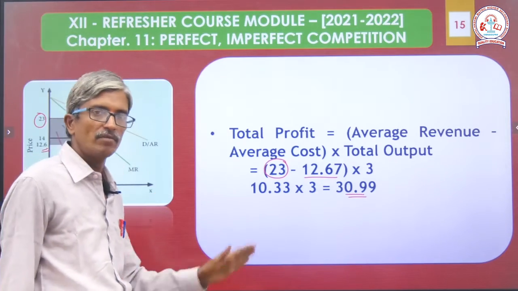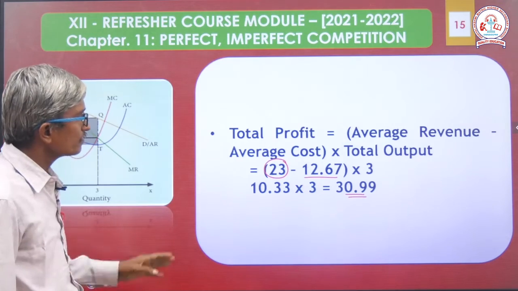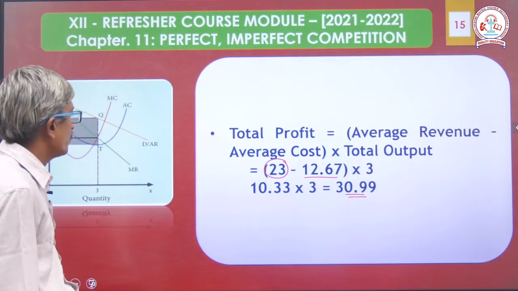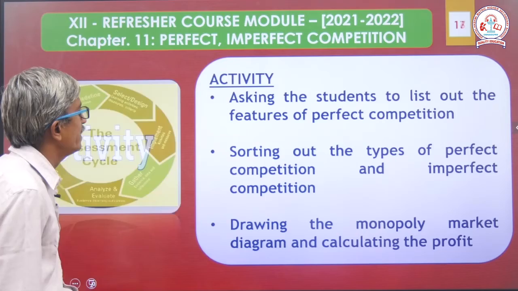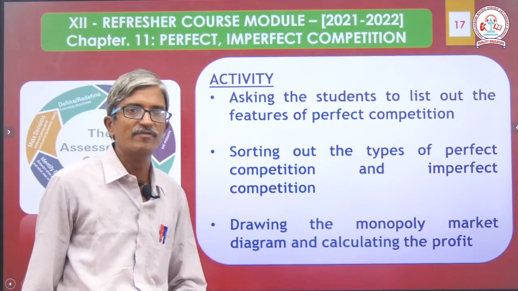This is the textbook example. We have to present this along with the picture. Once you understand this monopoly, you will be clear about imperfect competition.